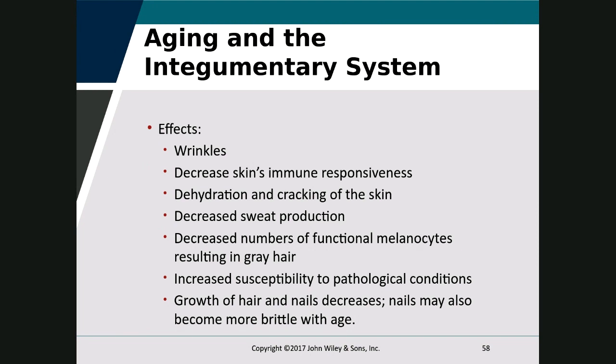As we age, the skin's immune response diminishes. We've got more wrinkles, the elasticity and the tensile strength decrease. We've got decreased sweat production, a decreased number of functional melanocytes, that's where we get gray hair, and increased susceptibility to conditions like skin cancers. And also the growth of hair and nails decreases with age.